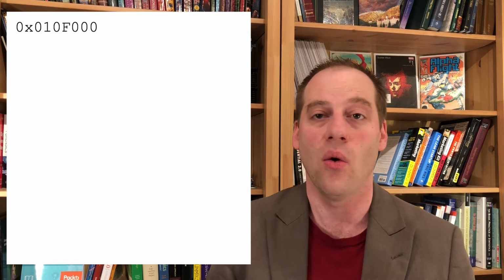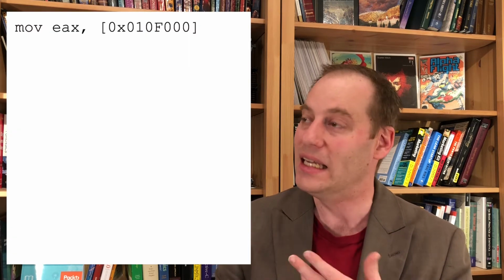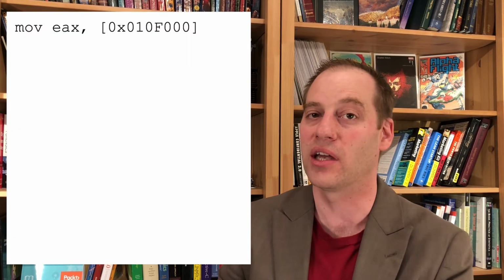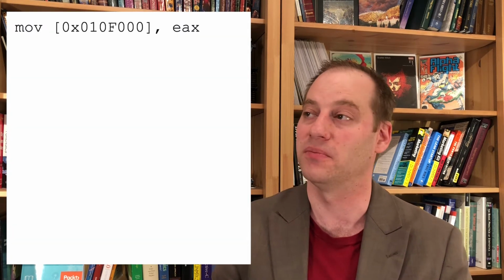We can also move data stored in memory into a register. All memory locations look something like this. This is a hexadecimal value where the numbers are represented by 0 through 9 plus A, B, C, D, E, and F to represent 16 total digits. To put the data stored in memory into the register, we would use move EAX, and then the memory location. The brackets just mean we are referring to a memory location as opposed to the number itself. You can also move data from a register to a memory location like so.